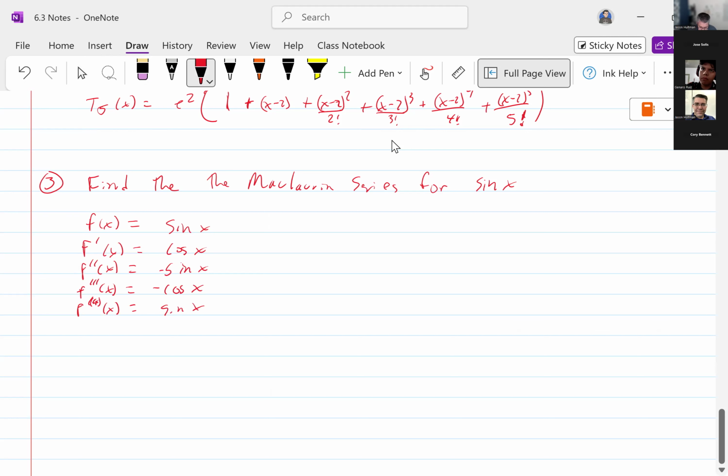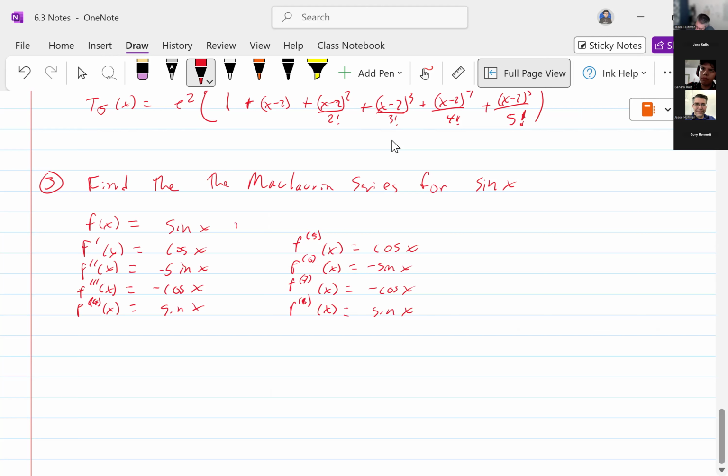And it just keeps going on like this. The fifth derivative is equal to cosine x. The sixth derivative is equal to negative sine x. The seventh derivative is equal to negative cosine x. And the eighth derivative is equal to sine x. Okay, so what happens if I evaluate these at 0?